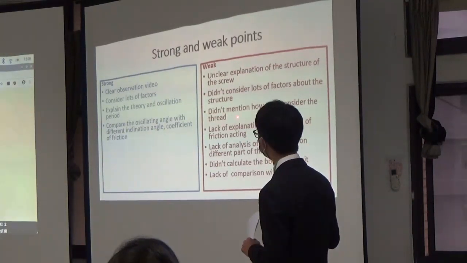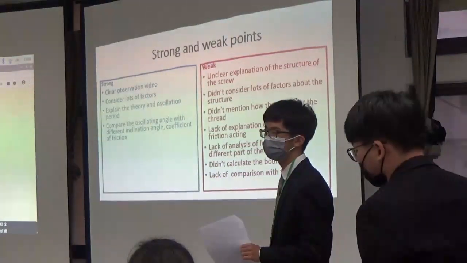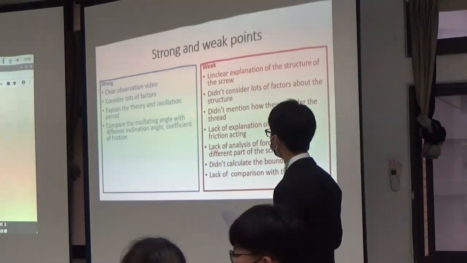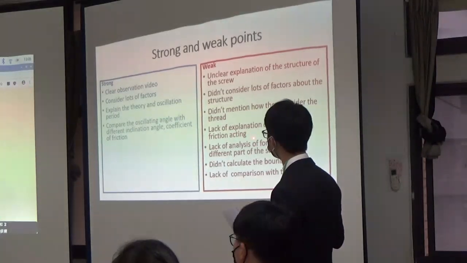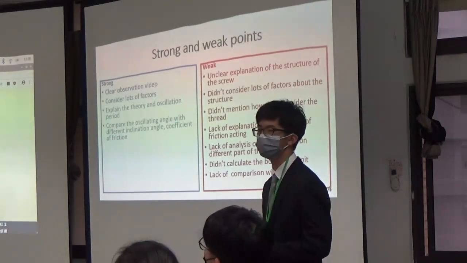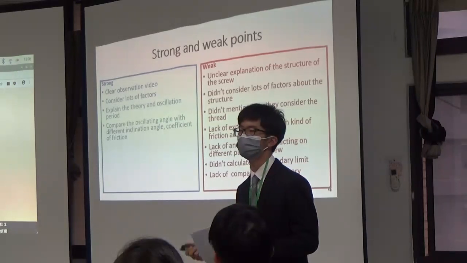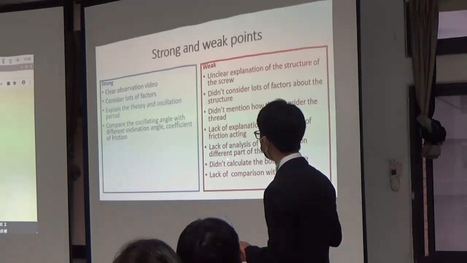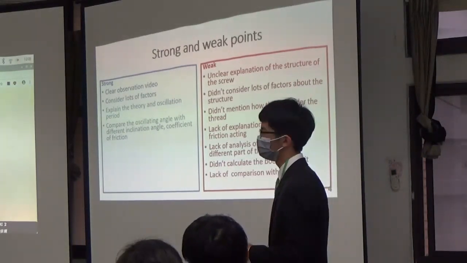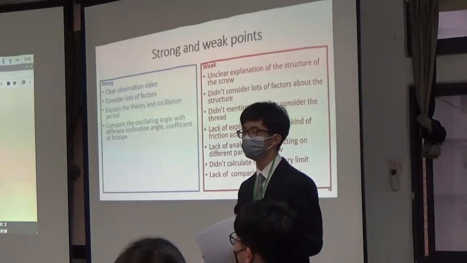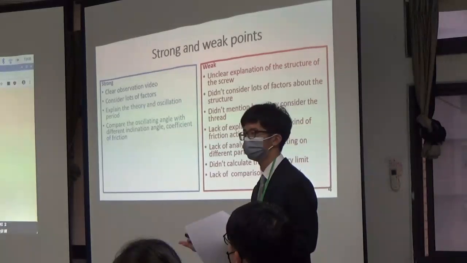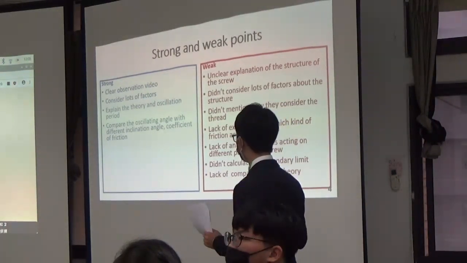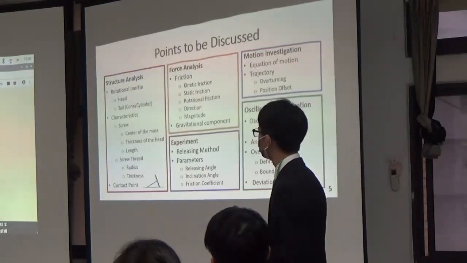And he didn't mention how they consider the thread of the screw, since there are various threads on the body of the screw. And he lacked explanation of which kind of friction acts on the screw, since there are static friction, kinetic friction, and rotational friction. And I believe he didn't calculate the boundary limits, since in his chart sometimes the oscillating angle will decrease, and sometimes it will increase, and it may be boundary limits of this phenomenon.